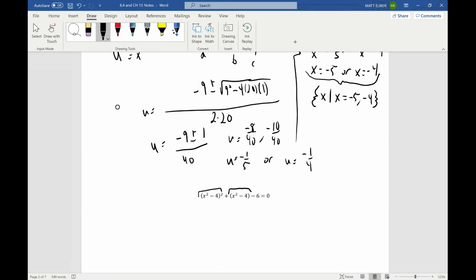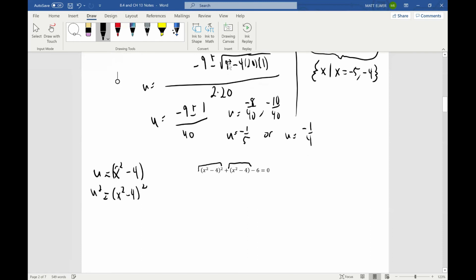And the question is, how do we want to do our u substitution for this? I'm going to let u equal just this middle term, x squared minus 4. And if I square both sides, I get u squared is equal to x squared minus 4, squared. So I can substitute those in. We get u squared plus u minus 6 equals 0.